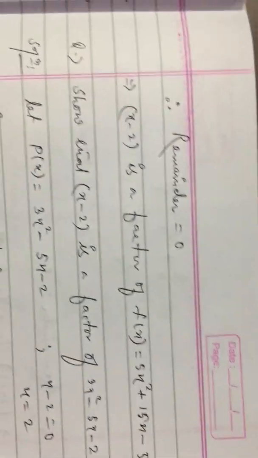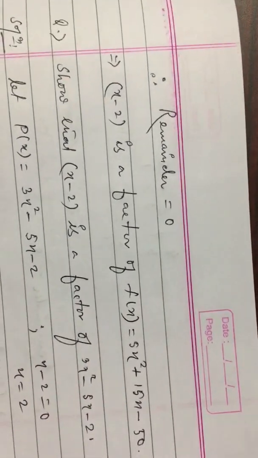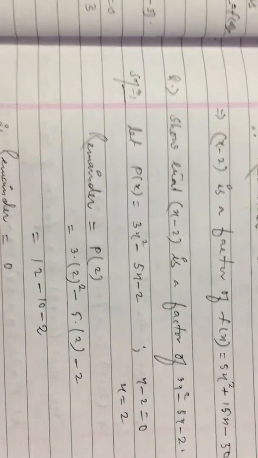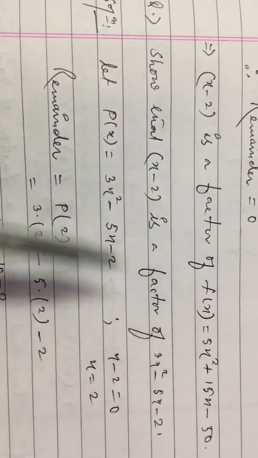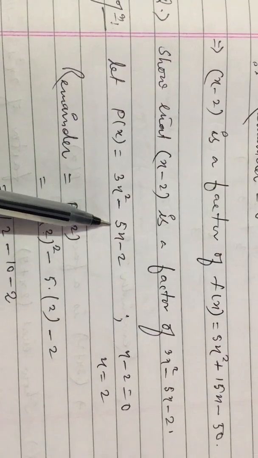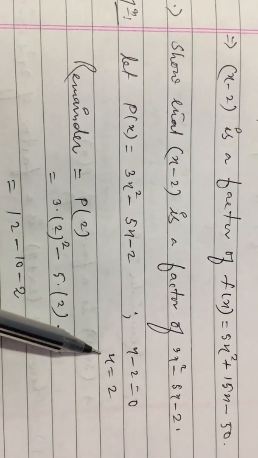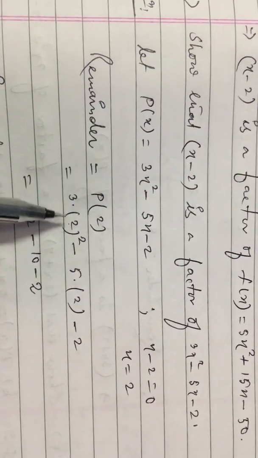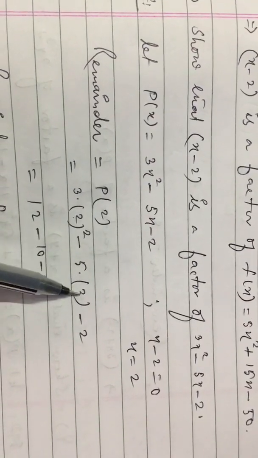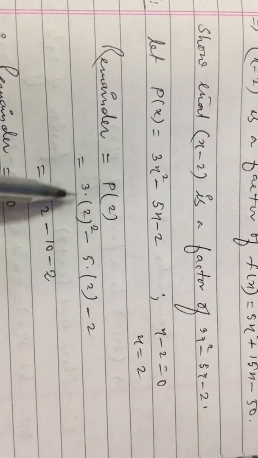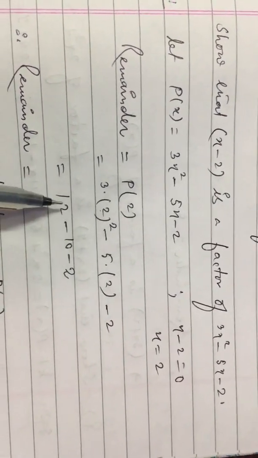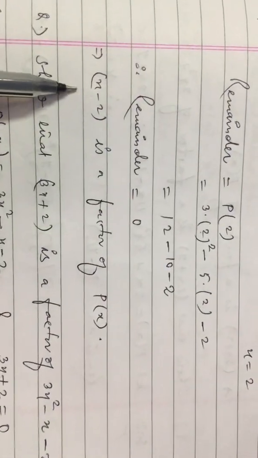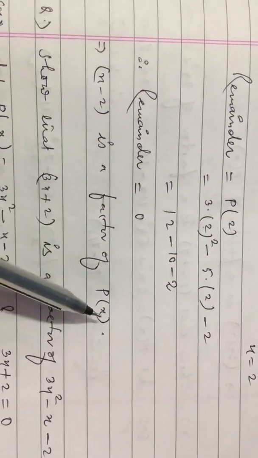Now see one more problem below this. Show that x minus 2 is a factor of 3x square minus 5x minus 2. Let p(x) be equal to 3x square minus 5x minus 2, and x minus 2 is equal to 0, so x is equal to 2. For finding the remainder, we will put 2 here. So 3 into 2 square minus 5 into 2 minus 2. The square of 2 is 4, 3 fours are 12, 5 twos are 10, minus 2. 12 minus 10 is 2, and 2 minus 2 is 0. Again we are getting remainder 0 here. So hence we can say that x minus 2 is a factor of p(x).